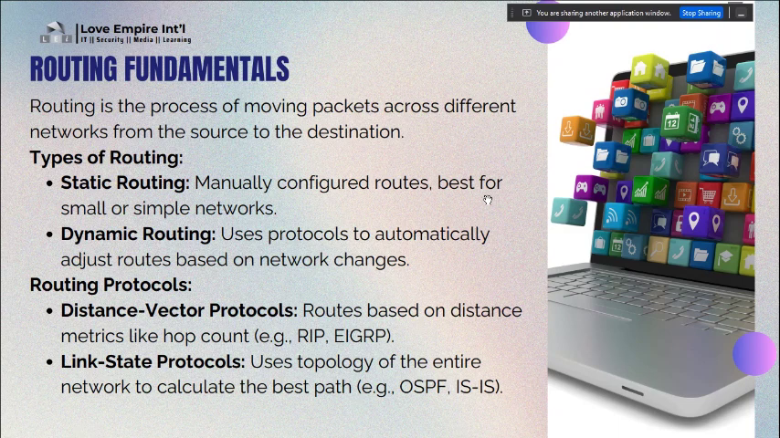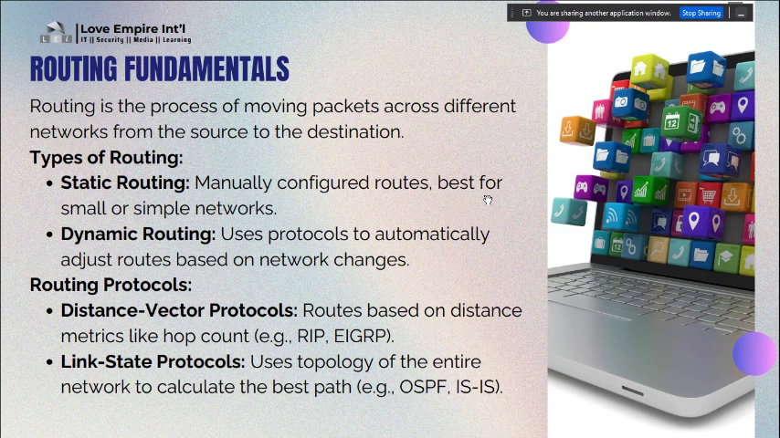So, routing. Somebody was asking this question yesterday, when I was saying that a wireless access point, that's WAP, does not do routing. I think it was Abdullah Raji that was asking that I should explain how a wireless access point does not do routing. Routing is the process of moving packets across different networks from the source to the destination.